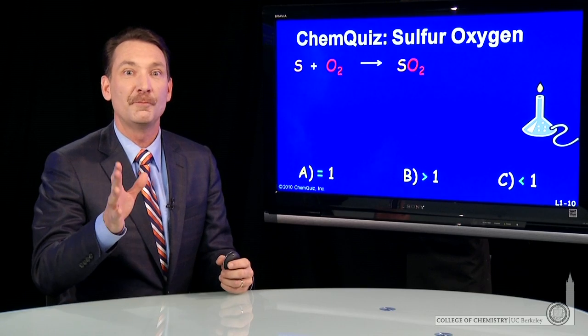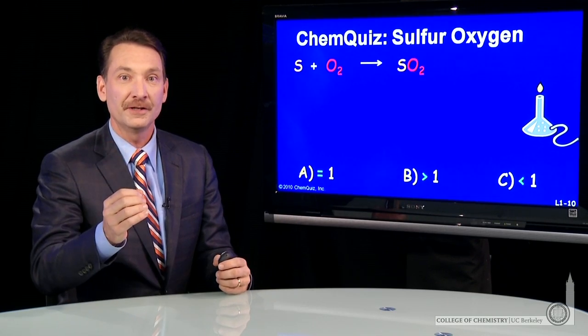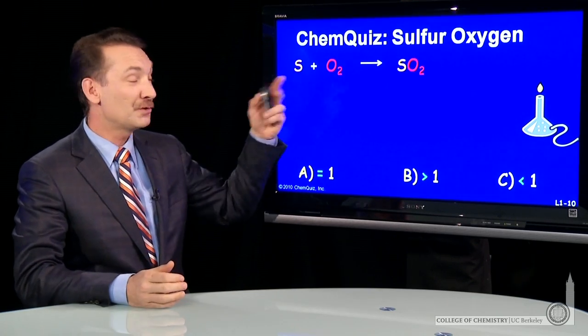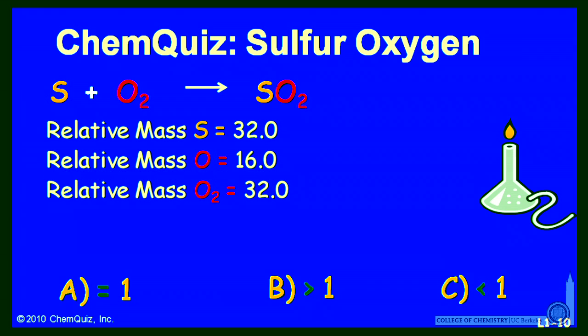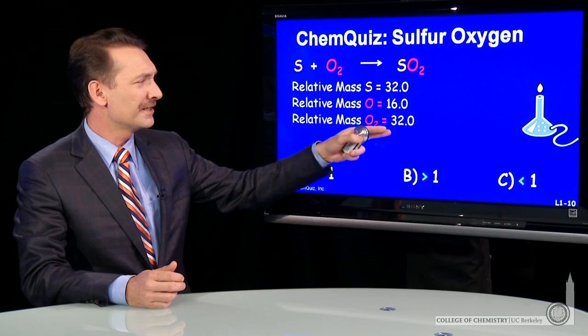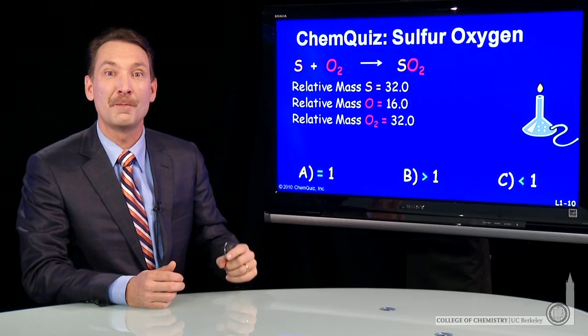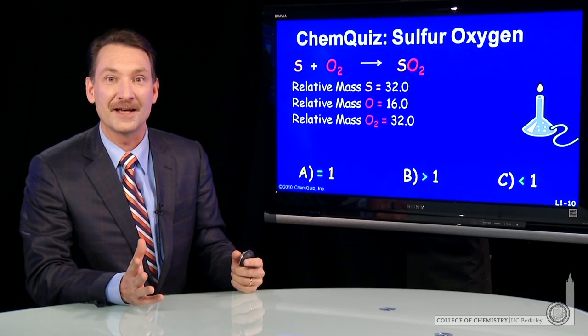We're looking at the relative molar masses of sulfur and oxygen in a reaction between sulfur and oxygen. The relative mass of sulfur is 32 grams per mole. The relative molar mass of oxygen atoms is 16 grams per mole. Oxygen molecules, 2 oxygen atoms, would have a relative mass of 32 grams per mole. So just by coincidence, sulfur atoms and oxygen molecules have the same relative mass.